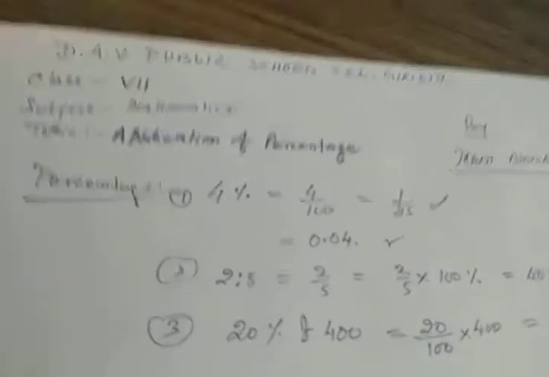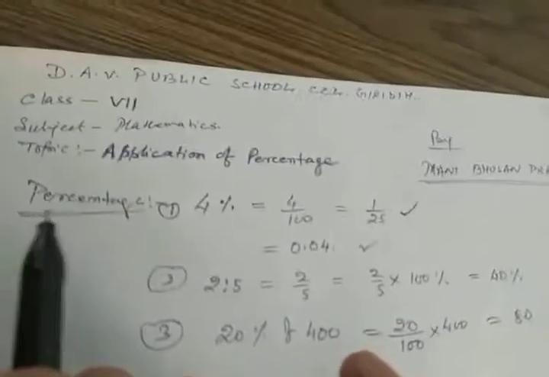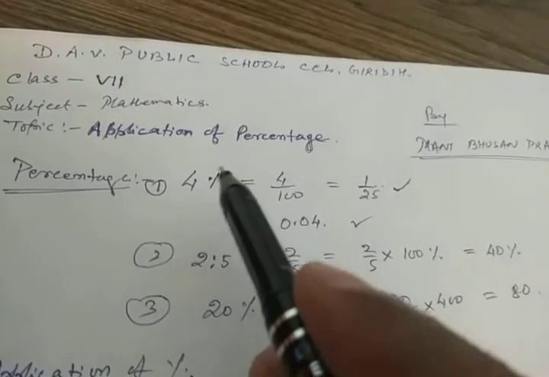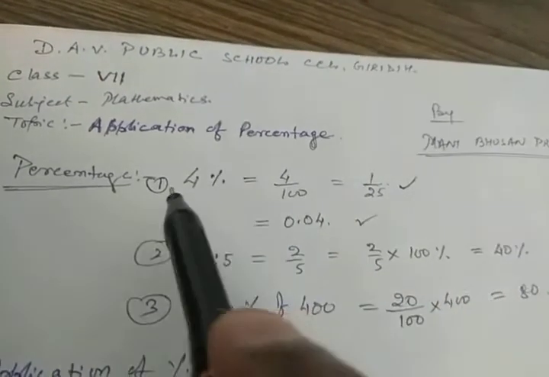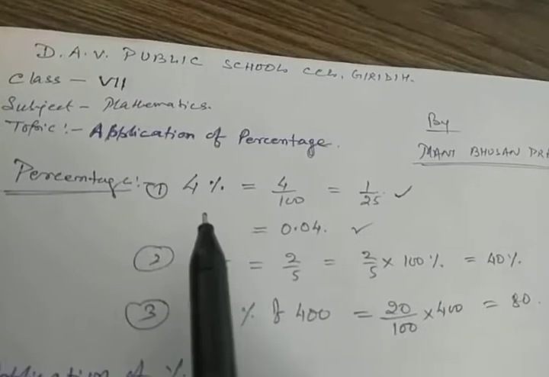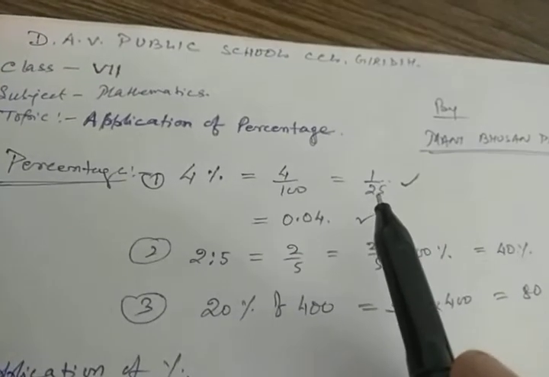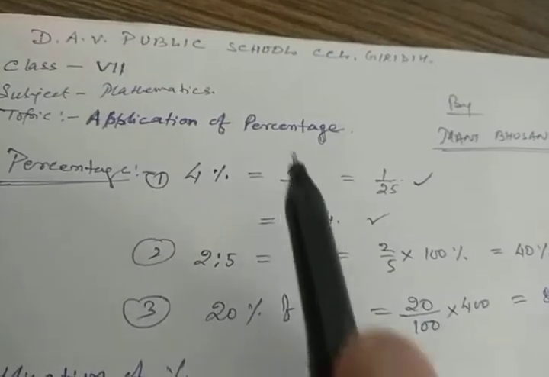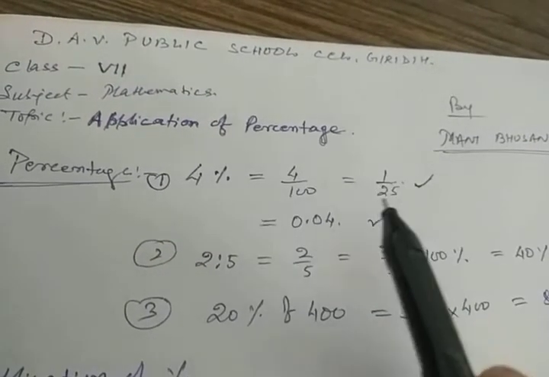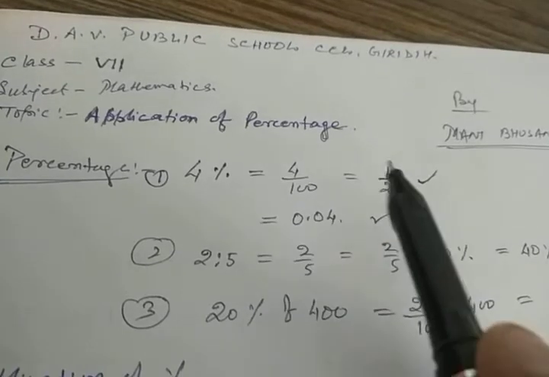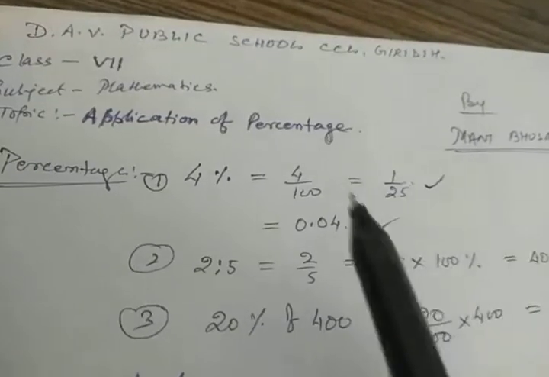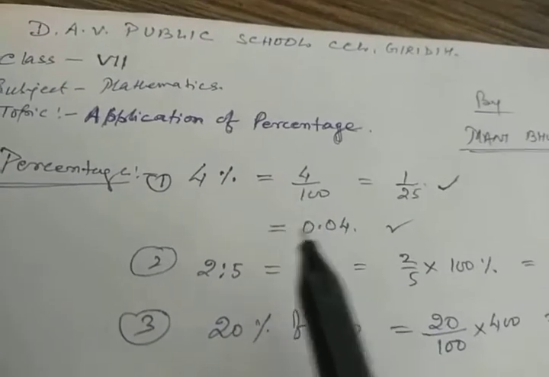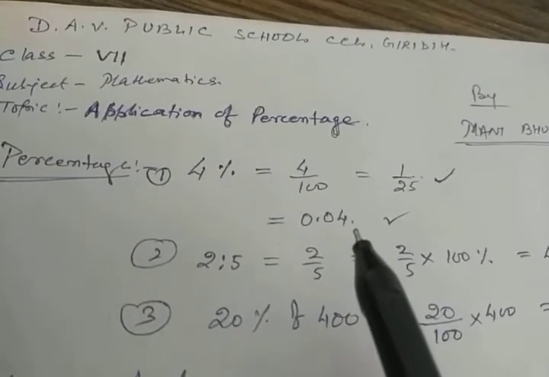Okay, now I think you know the percentage from your previous class. The symbol of percentage is this one. Now you know very well how to change 4% into fraction form or decimal form. Just see, 4% can be written as 4 by 100. If you simplify, it will come to 1 by 25. This is your rational form. And now in decimal form, divide by 100 so that you can write 0.04.